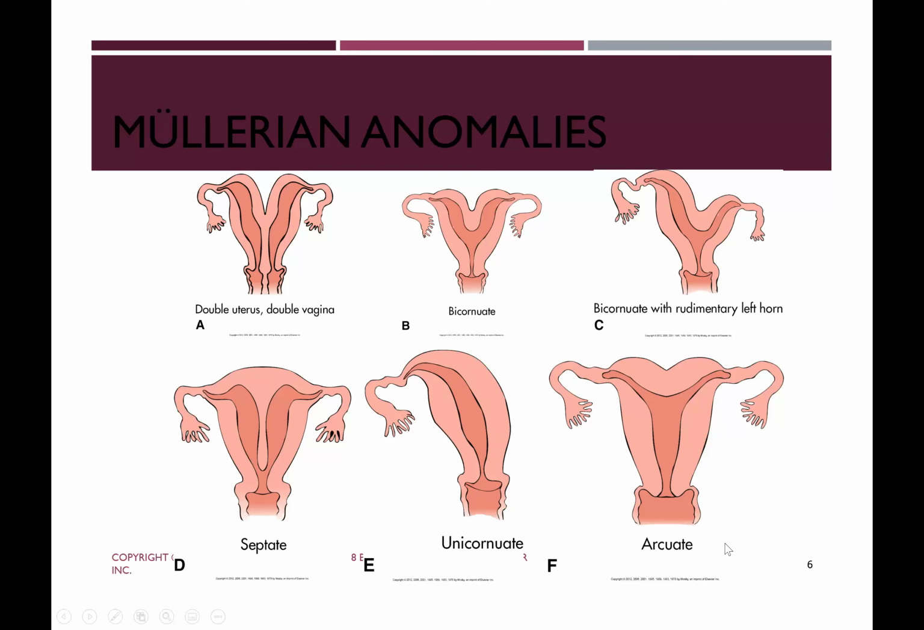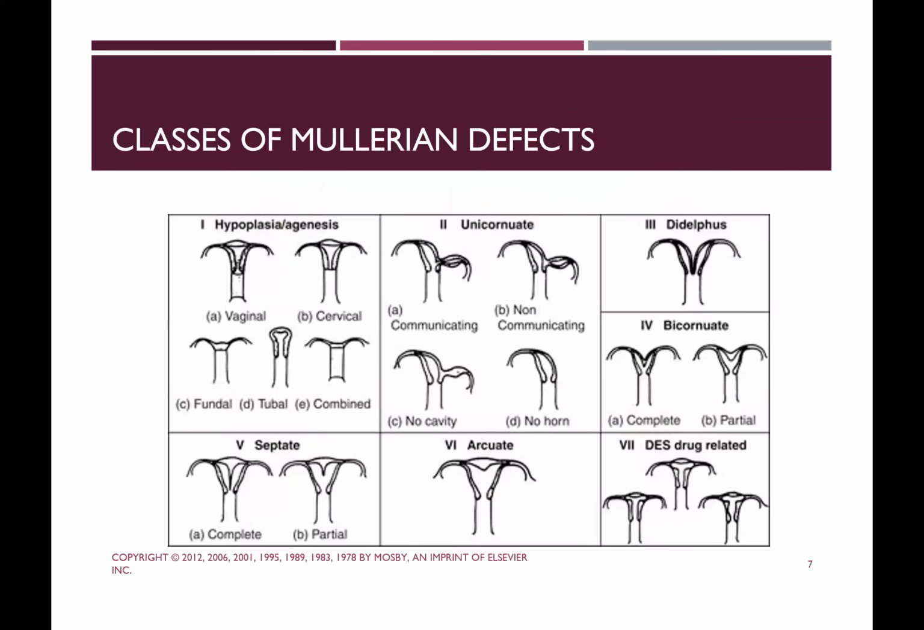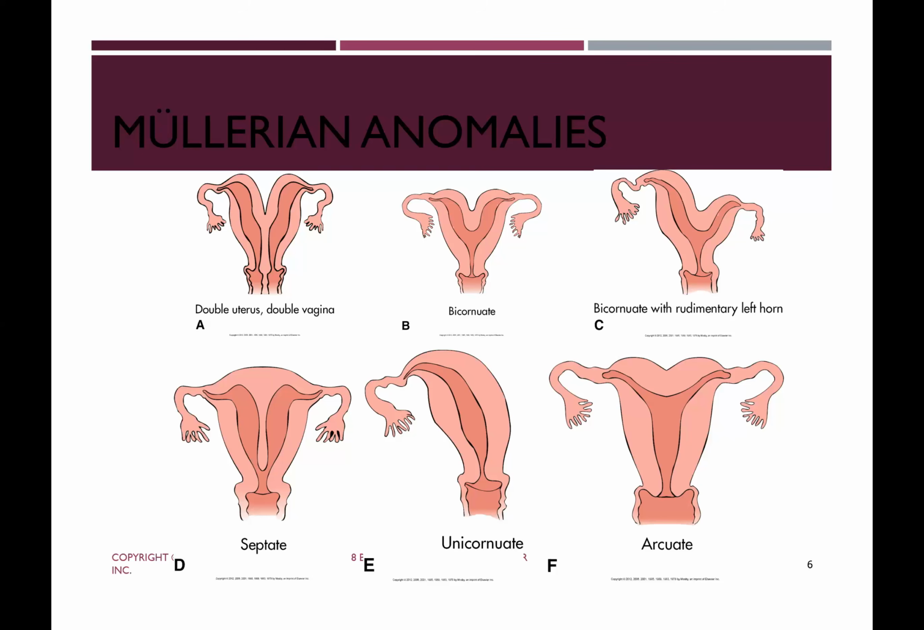An arcuate is also a congenital anomaly, and these are pretty common. I actually have an arcuate uterus too, so I am an abnormality, but I haven't had any issues with it. It's just like a little dip in the endometrium. Patients that have these usually have no problem with infertility. They carry the babies to term, but it is considered a mullerian anomaly. So who knows? Maybe you guys have one. You'll have to check yourselves and see.